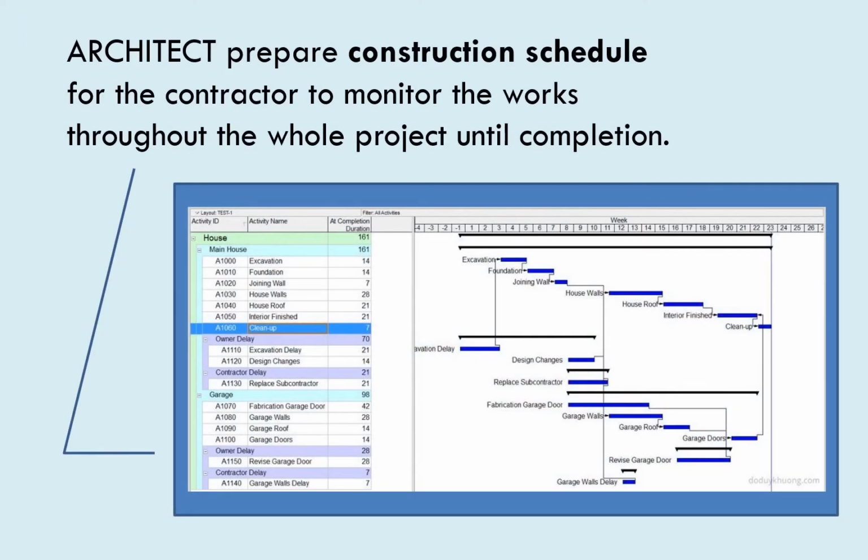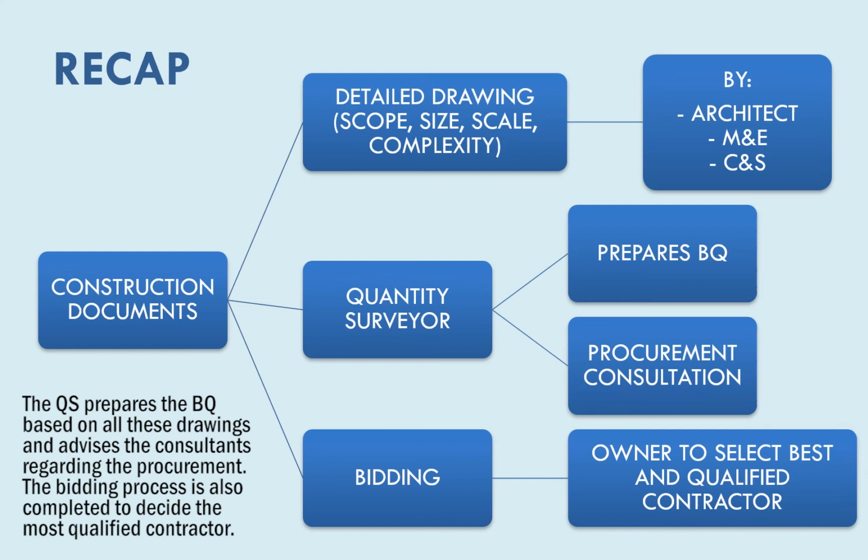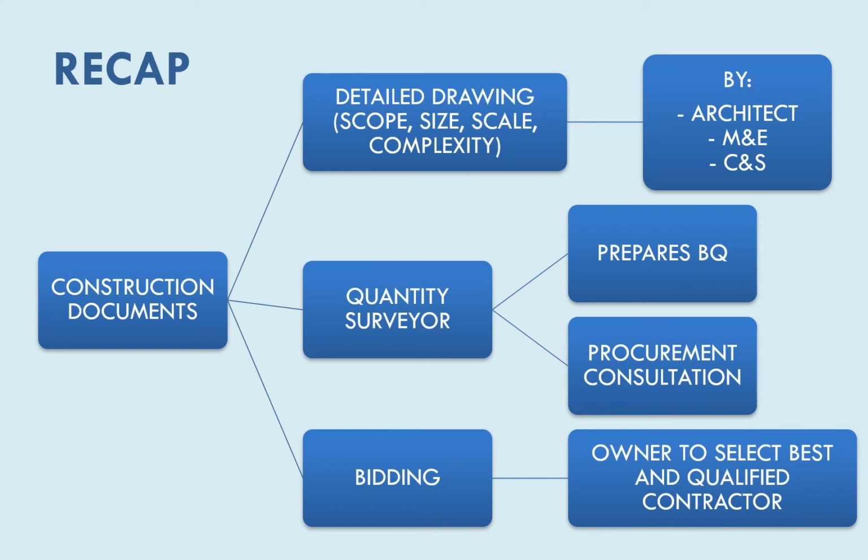The architect will prepare a construction schedule for the contractor to monitor the works throughout the whole project that will take up to 8 months. To sum up this phase, the architect, the M&E engineer, and the CNS engineer produce detailed working drawings at this point. The QS prepares the BQ based on all these drawings and advises the consultants regarding the procurement. The bidding process is also completed to decide the most qualified contractor.